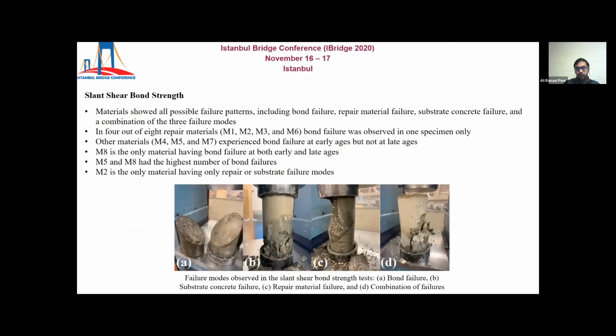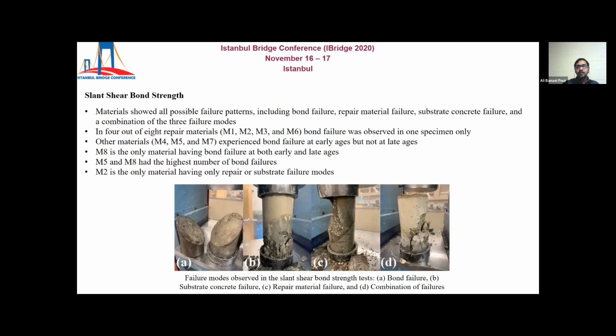This fourth figure shows the different failure modes that we observed during the slant shear bond strength test. We found all possible failure patterns. These include bond failure, repair material failure, substrate concrete failure, and a combination of all the previous three failure modes that I mentioned. In 4 out of the 8 repair materials, M1, M2, M3, and M6, bond failure was observed in 1 specimen only.